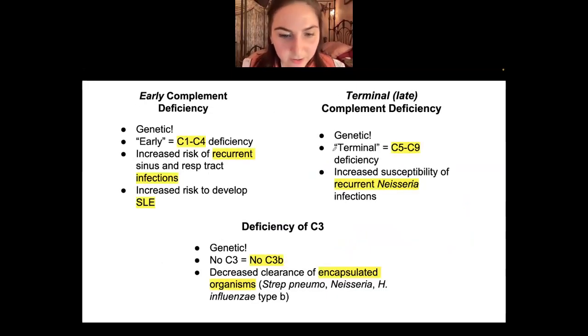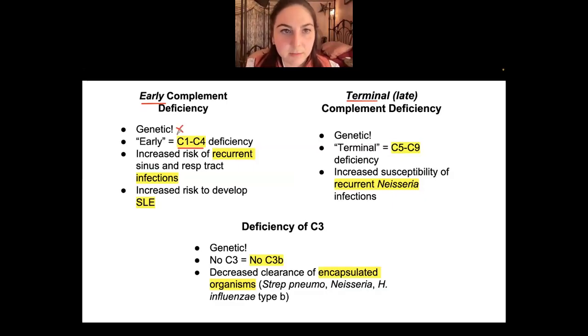Okay, so then we have to talk about complement deficiencies. Patients can have straight up complement deficiencies, and it's important to understand early versus late, because they present differently. An early complement deficiency means an early complement protein is deficient. Usually they say C1 through C4. It doesn't mean it's early in life. It's the early part of the cascade that is deficient, and what they say is early is C1 to C4.